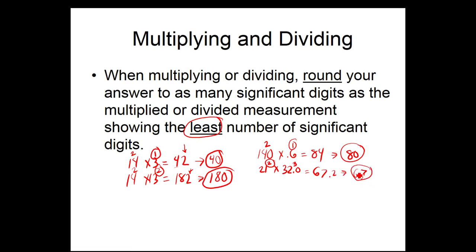It has 2 digits. Can I put 67.0? Can I do 67.0? No, because then that 0 would be to the right of the decimal and it would count. So I have to leave it just at 67.